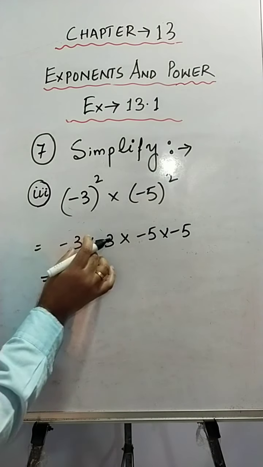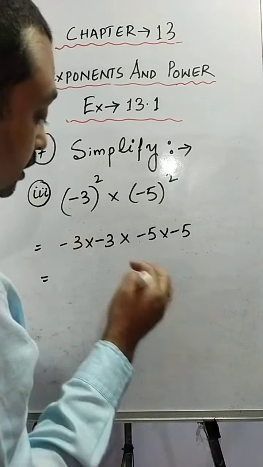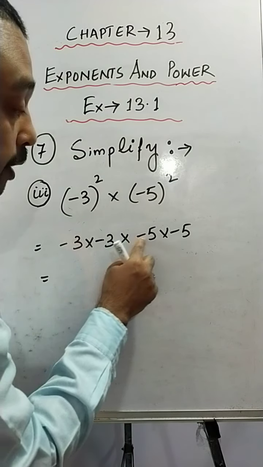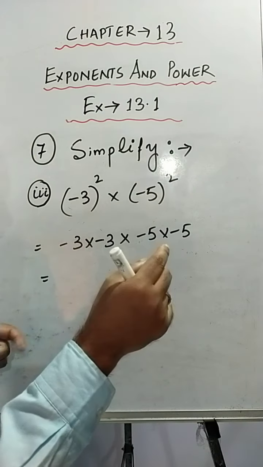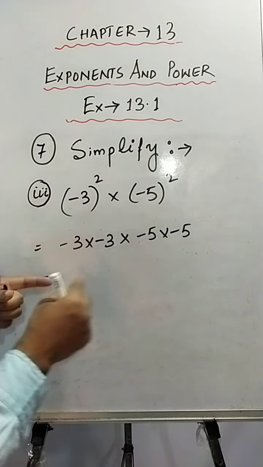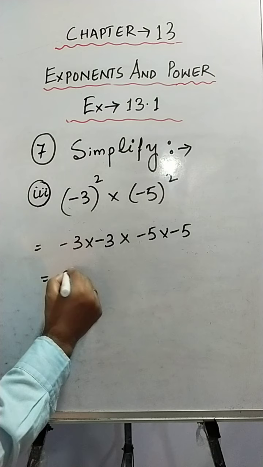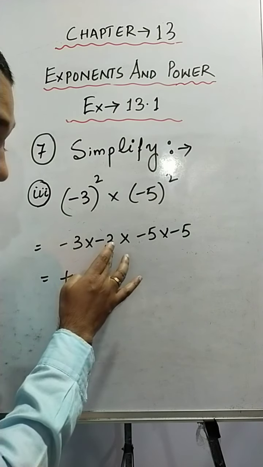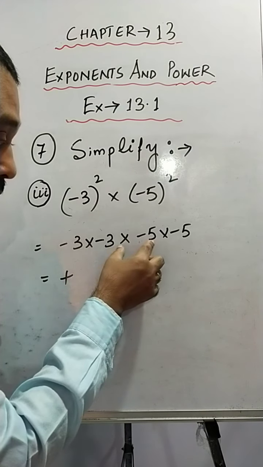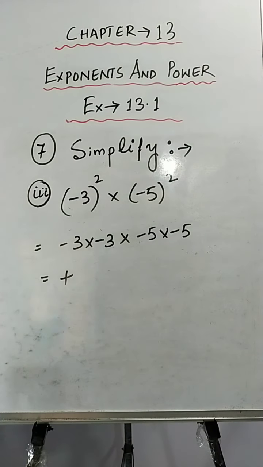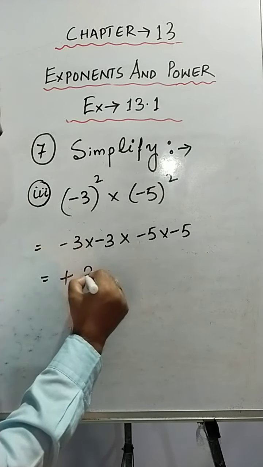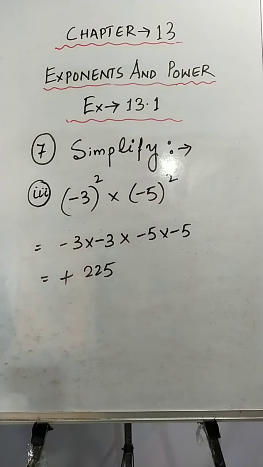Now before you go for a multiplication, you count how many negative signs there are. So there are 4 negative signs, students, and 4 is an even number. Even number means your answer would be positive. Lovely. Now 3 3s are 9, 9 4s are 36, and 36 into 5 is what? 225. So your answer is 225.